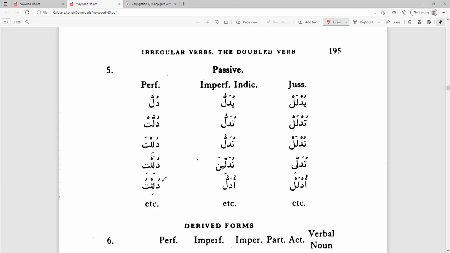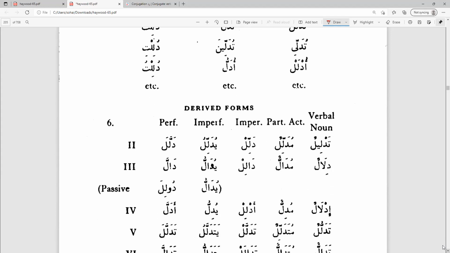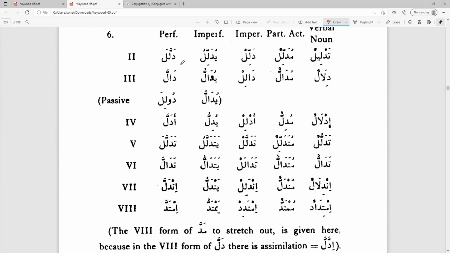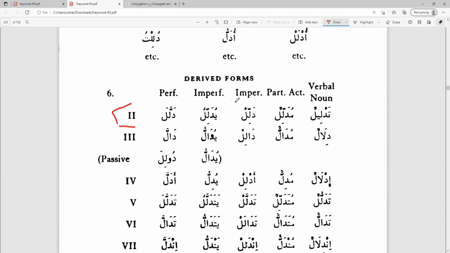So this is the passive. Dulla, أنا دللت, نحن دللنا, أنت دللت, and so forth. And these are the derived forms. So if you memorize the first form properly, these will become easier. Dallala, yudallilu. This is the imperfect. This is the imperative. Yes, these are imperative.